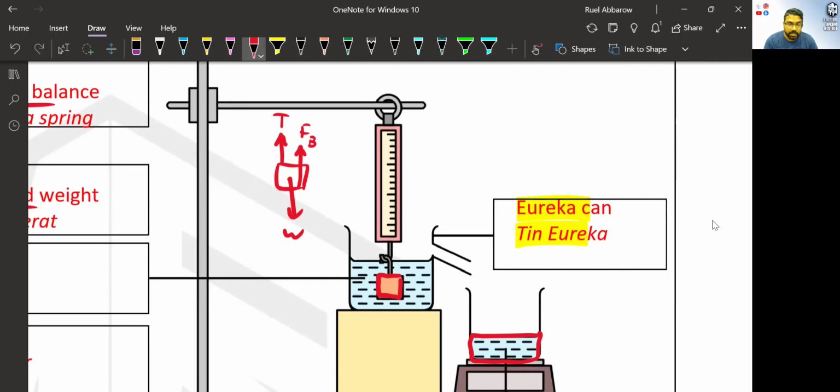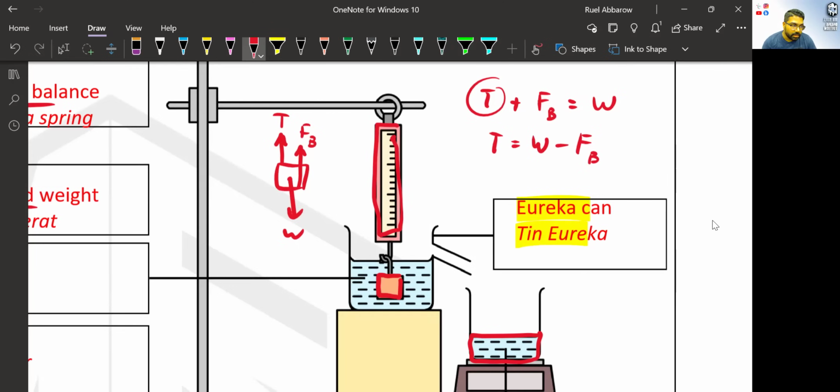Now, once again, this object is in equilibrium of forces because it's not moving. Therefore, the sum of the forces acting upwards, T and FB, the buoyant force, yeah? This must be equal to the sum of force acting downwards, which is W. So the reading that we get here, remember, is only tension. So T will be W minus FB. So this would not reflect the actual weight of the object, but the weight of the object minus the buoyant force.